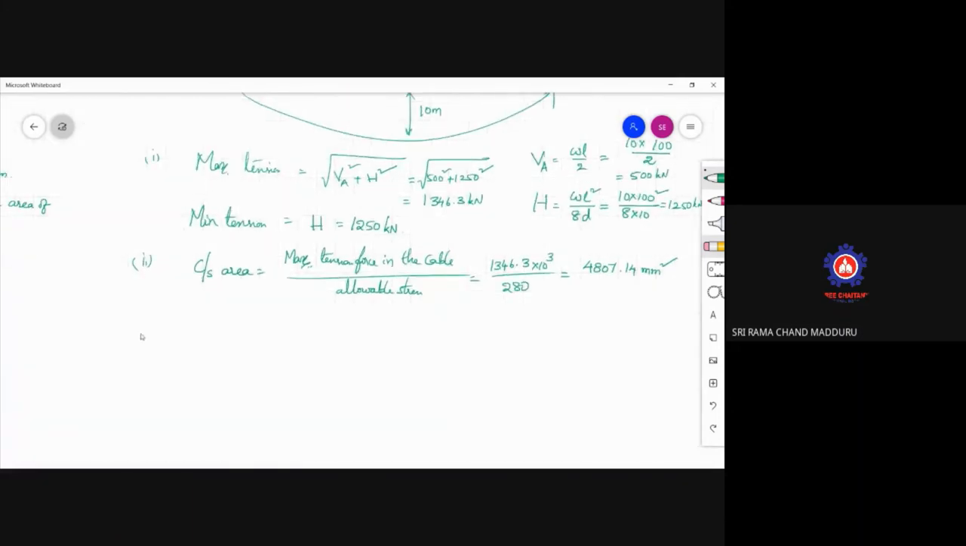Now in the next step, we will see the length of the cable. So length LS, this is a UDL with a parabolic shape, is L plus 8D square by 3L. L is 100 meters plus 8 into 10 square by 3 into 100. 8 by 3 is 2.666, so 2.67 plus 100, 102.67 meters. So this is what they have asked in the question.